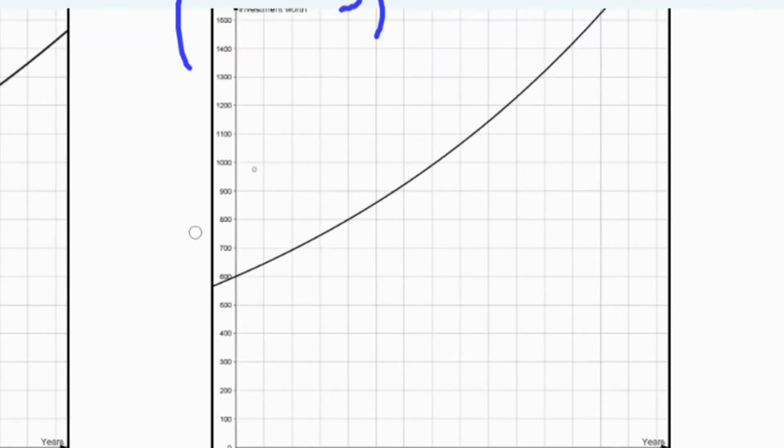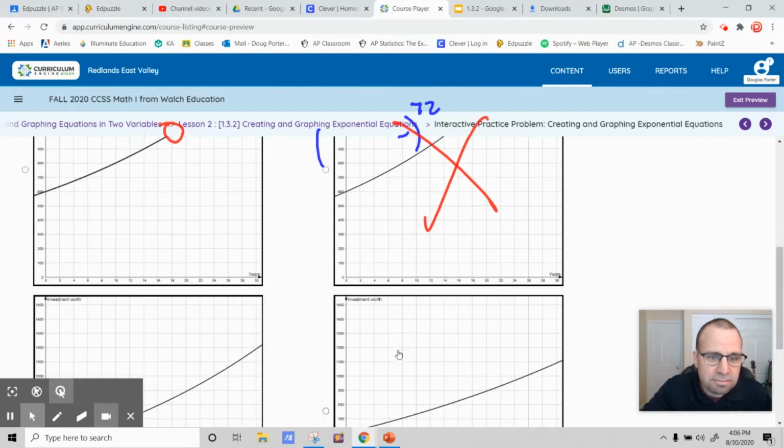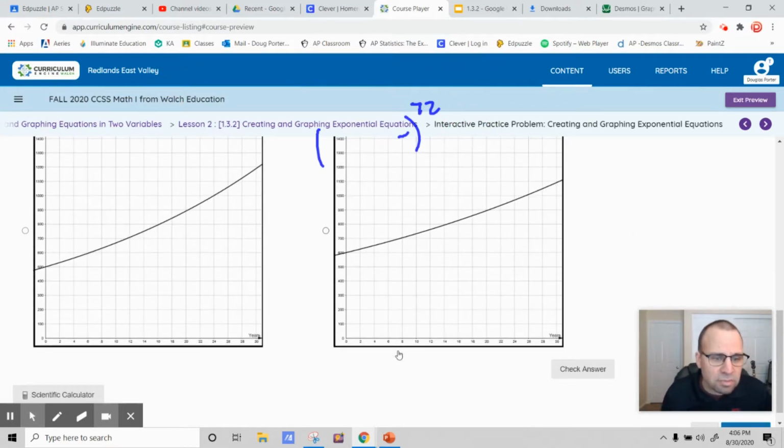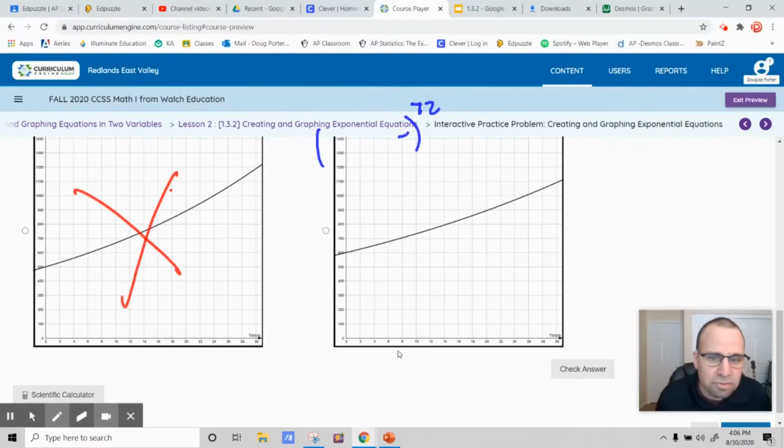This one's out. This one's too large. At 18 right here, this is well above 1,000. So this one's not correct. Let's scroll down. This one for 18, let's see what this one is. Yeah, 1,009 is way up there, so this one's wrong. And at 18, 1,009, this one's wrong, so my answer should be A.